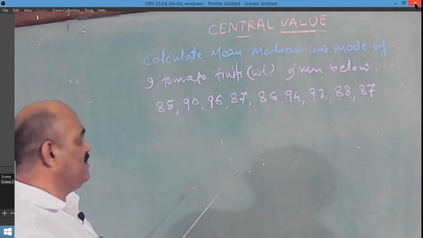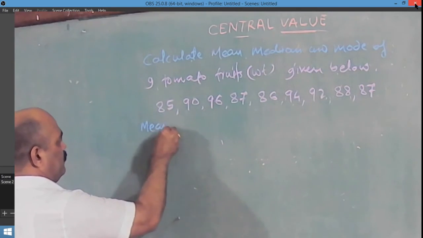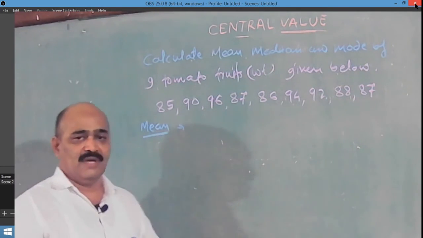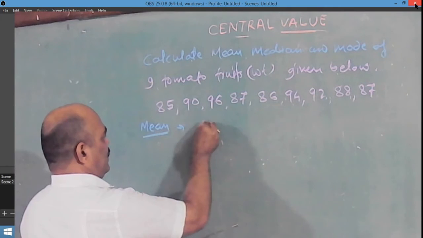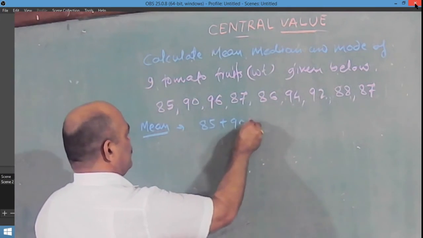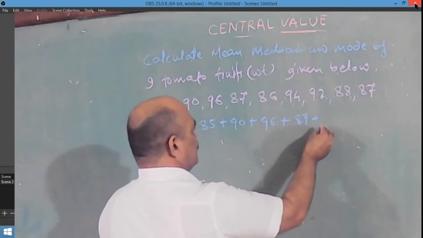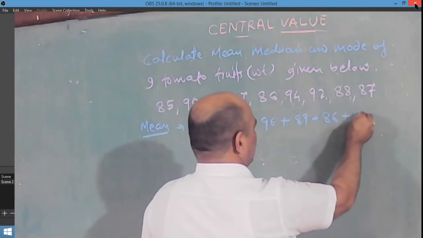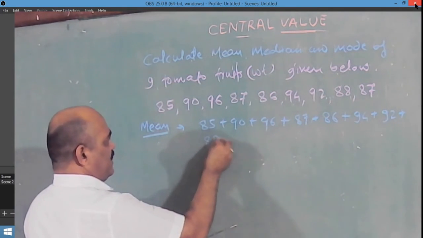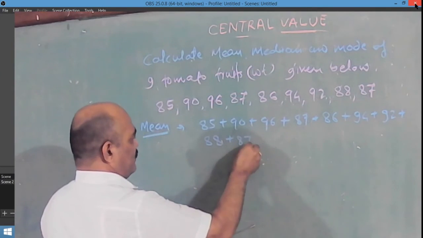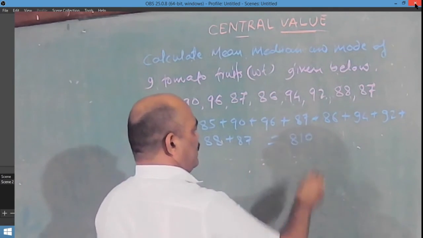First, we calculate the mean. Mean means the sum of all observations divided by the number of observations. 85 plus 90 plus 96 plus 87 plus 86 plus 94 plus 92 plus 88 plus 87. The sum of all observations is 810.